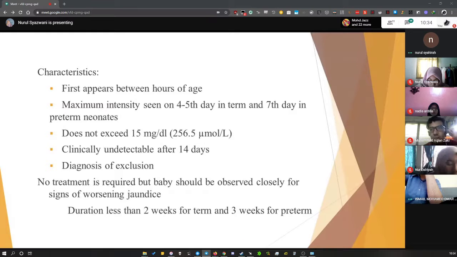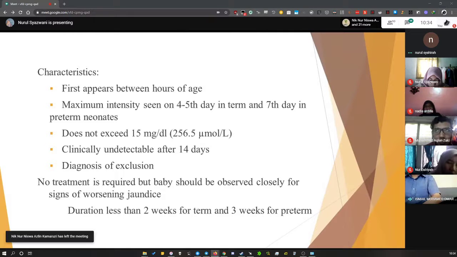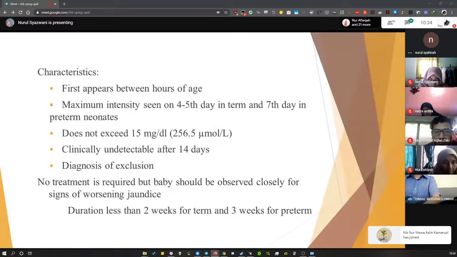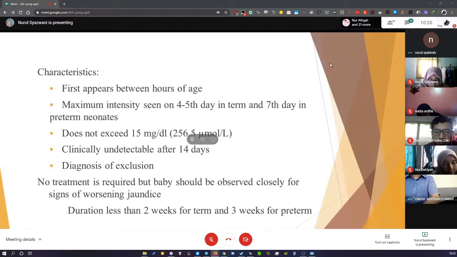Which hours do you mean? I mean more than 24 hours. It must be more than 24 hours, because the first 24 hours is pathological. Usually physiological jaundice appears on day 2, day 3, typically day 3, and disappears by day 7. It is mild and does not need treatment. That is the physiological jaundice.